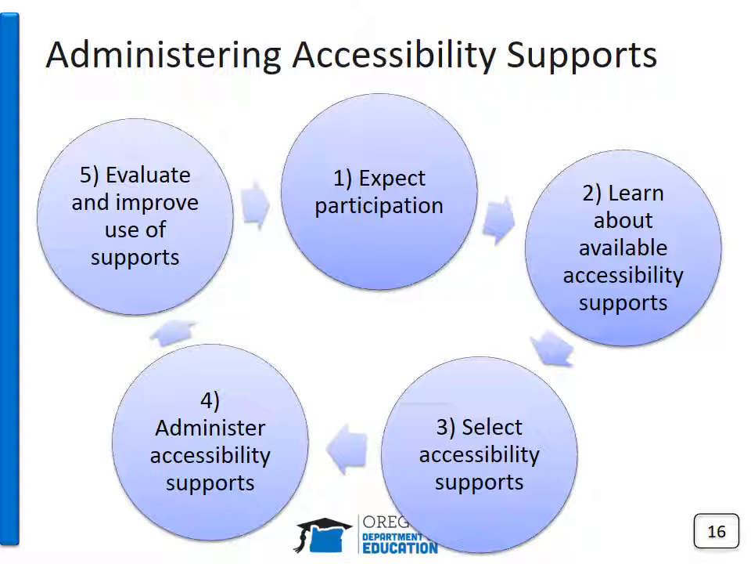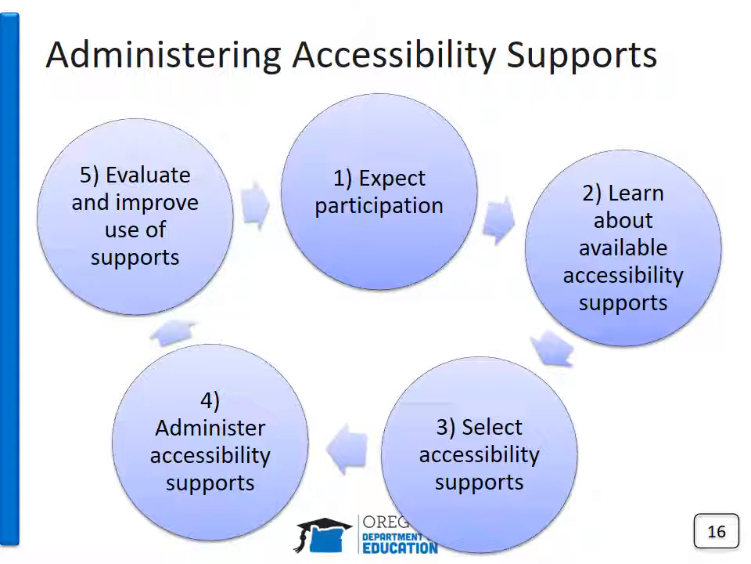Step 4 is to administer the accessibility supports. When administering these supports, it is important to ensure that test administration procedures were not compromised and test security and ethical testing practices are followed throughout the process.